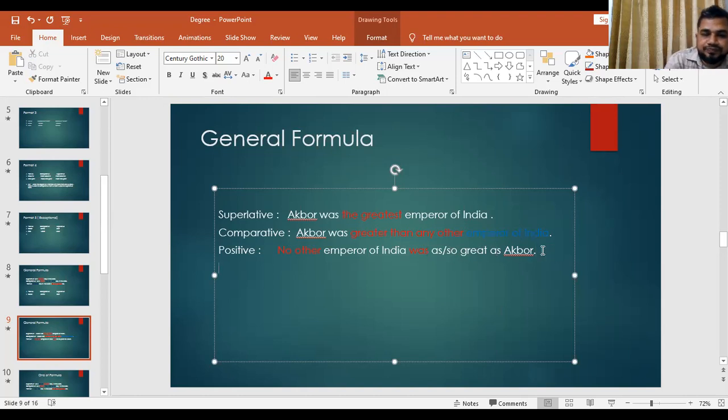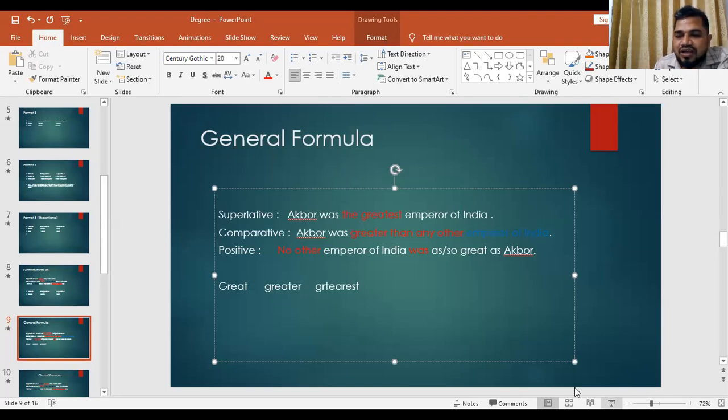That means, you know, great, comparative form will be greater, superlative form will be greatest. Great, greater, greatest. That's all about the general formula. Dear student, let's go to formula number two.